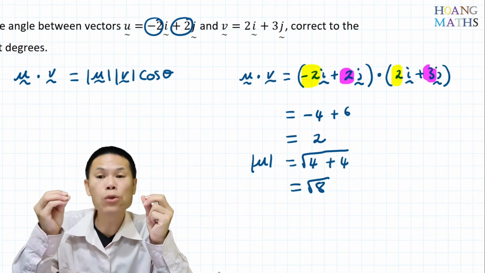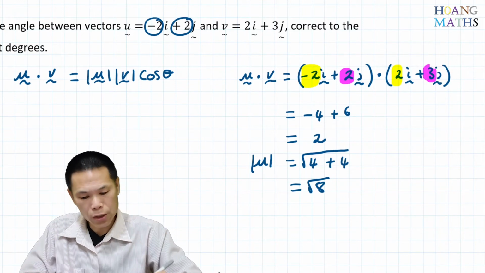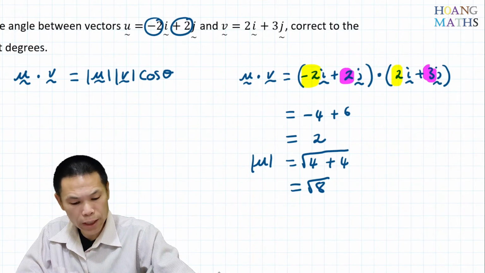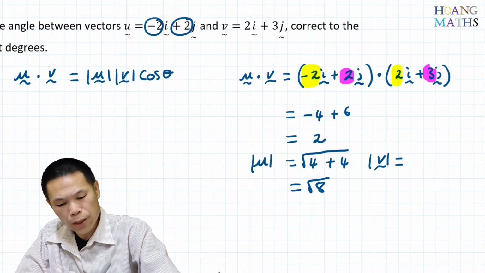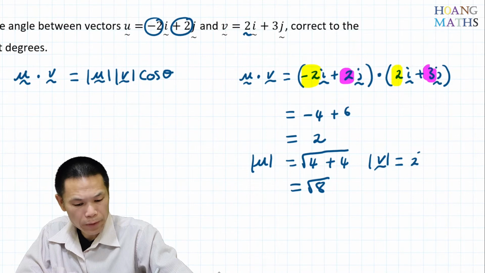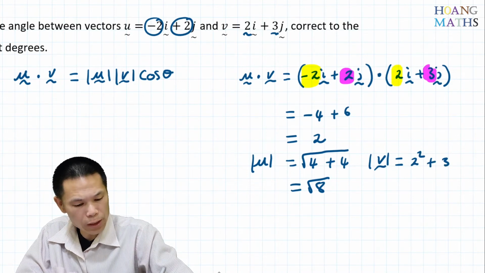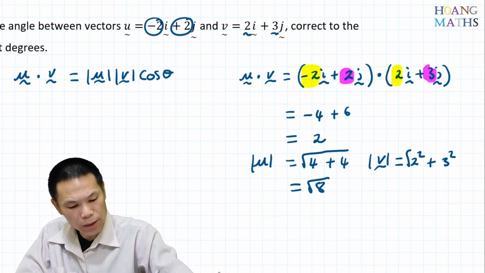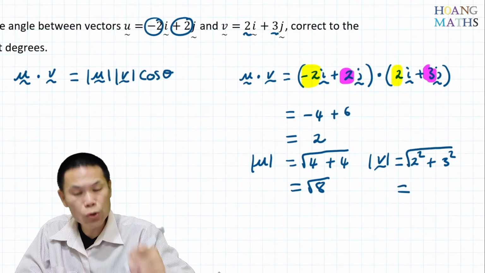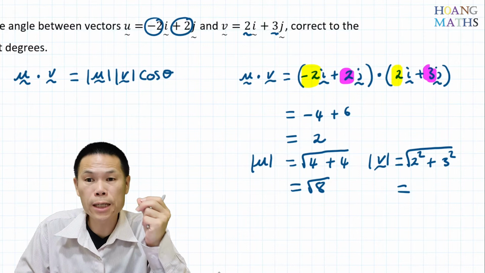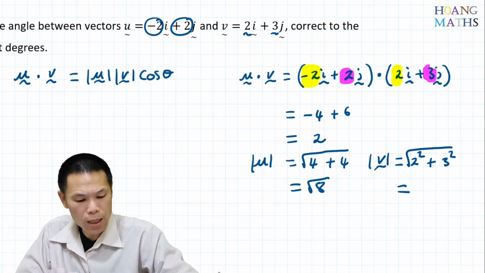So now we just need to work out the magnitude of v. So the magnitude of v is equal to, v is 2 squared, and then we add 3 squared. Let me just try this first. So square root. 2 squared is 4, 3 squared is 9. We add together, gives me 13. So square root of 13.